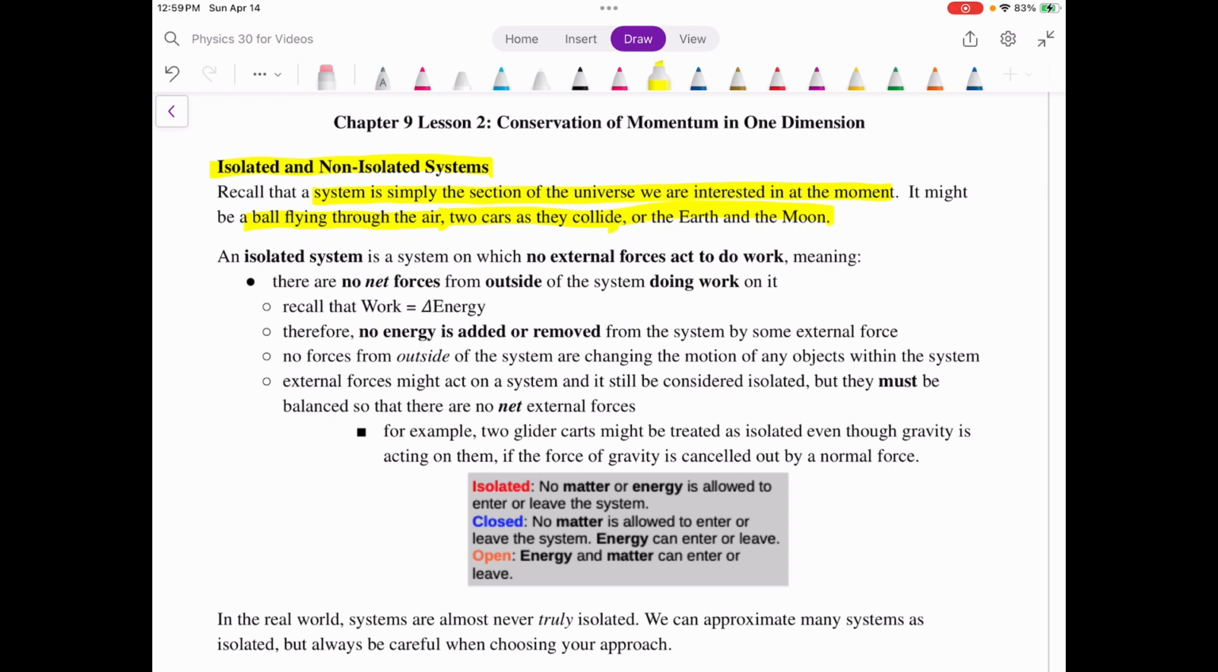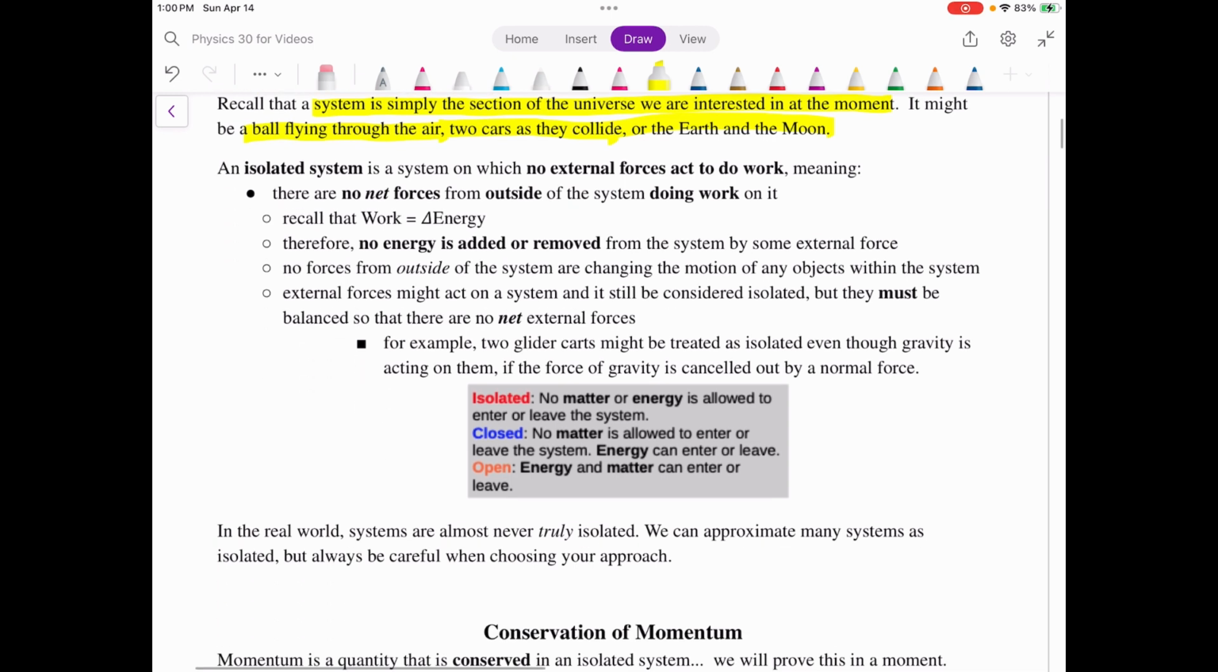Typically when we're analyzing a system, the interaction that we're interested in, we'll call that the system. So if it's two cars colliding, our system might be those two cars, right? If we're bouncing a ball off the ground, it might be the ball and the ground, okay? But that's all a system is. It's the part of the universe that we're analyzing at the moment, okay?